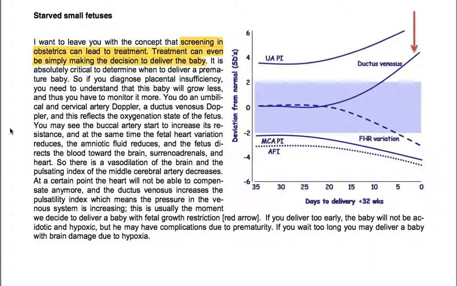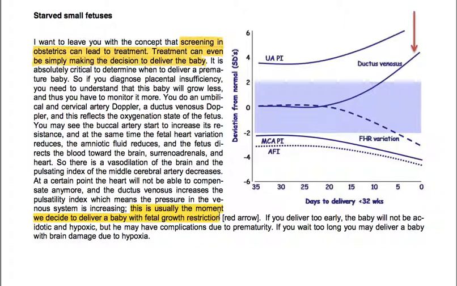You may see the uterine artery start to increase its resistance, and at the same time the fetal heart rate variation reduces, the amniotic fluid reduces, and the fetus directs the blood towards the brain, adrenals, and heart. So there is a vasodilation of the brain, and the pulsatility index of the middle cerebral artery decreases. At a certain point, the heart will not be able to compensate anymore, and the ductus venosus increases the pulsatility index, which means the pressure in the venous system is increasing. This is usually the moment we decide to deliver a baby with fetal growth restriction.